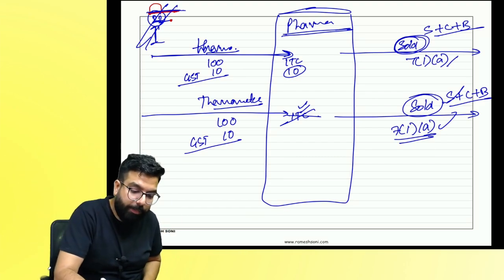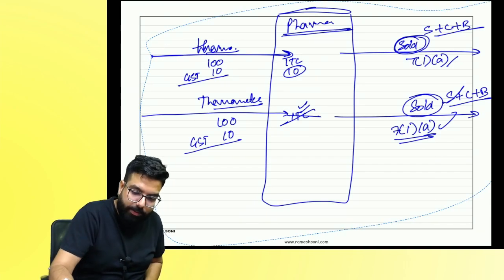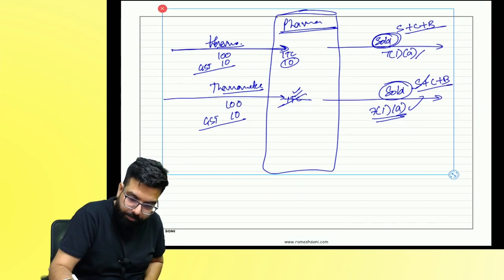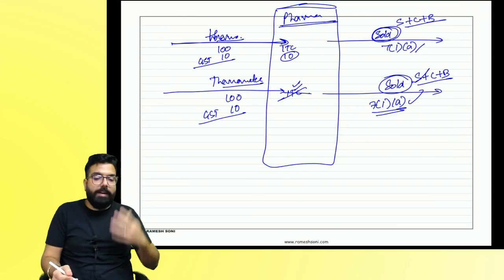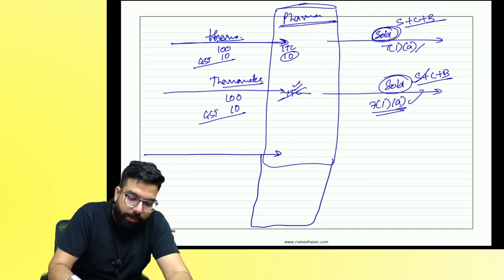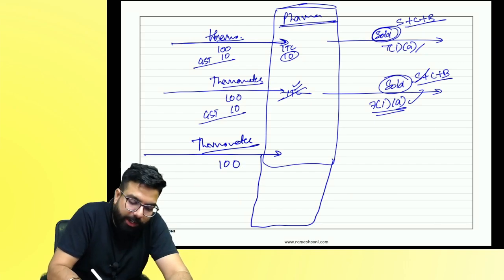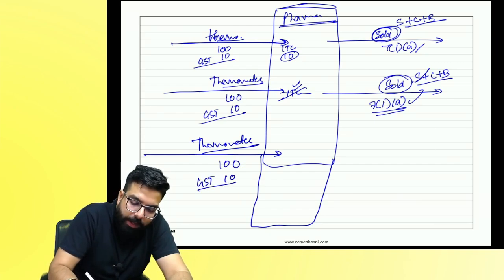Okay. Can I expand the example? We don't have space now. Wait. Everyone over here. I'll expand the example by saying, I bought a thermometer. Okay, everyone? 100 rupees, GST 10 rupees. I took input tax credit of 10 rupees.